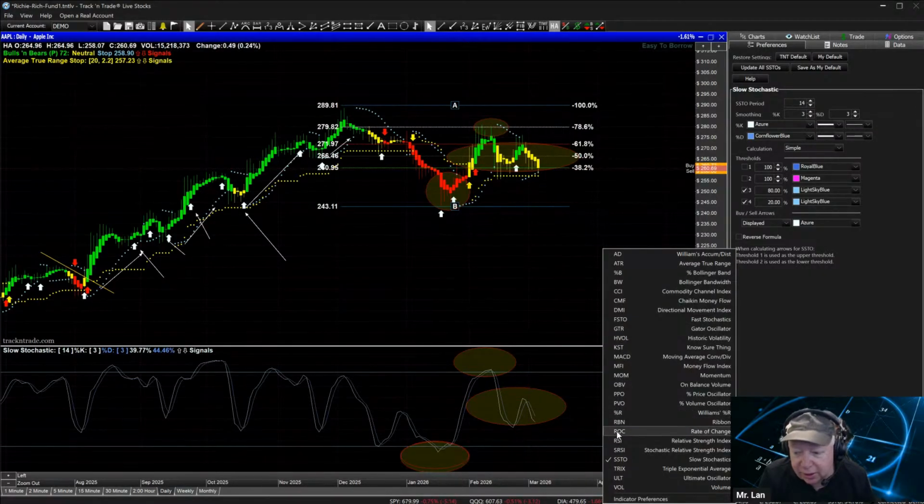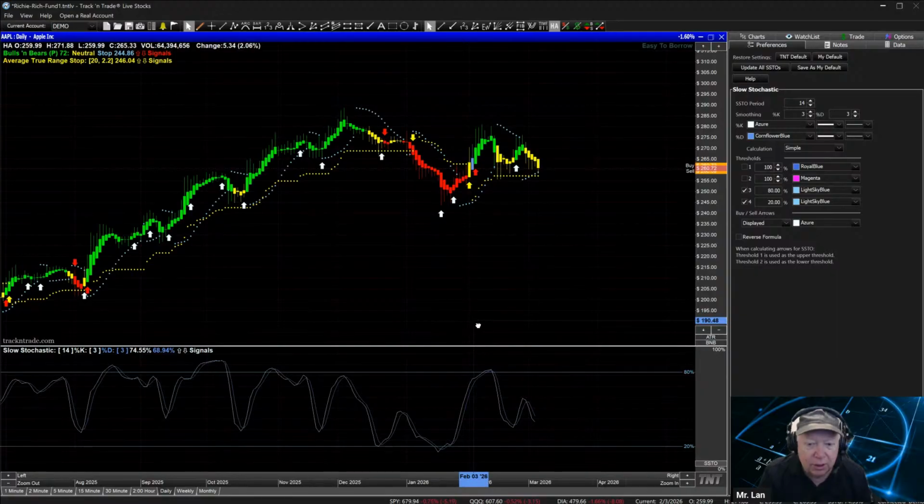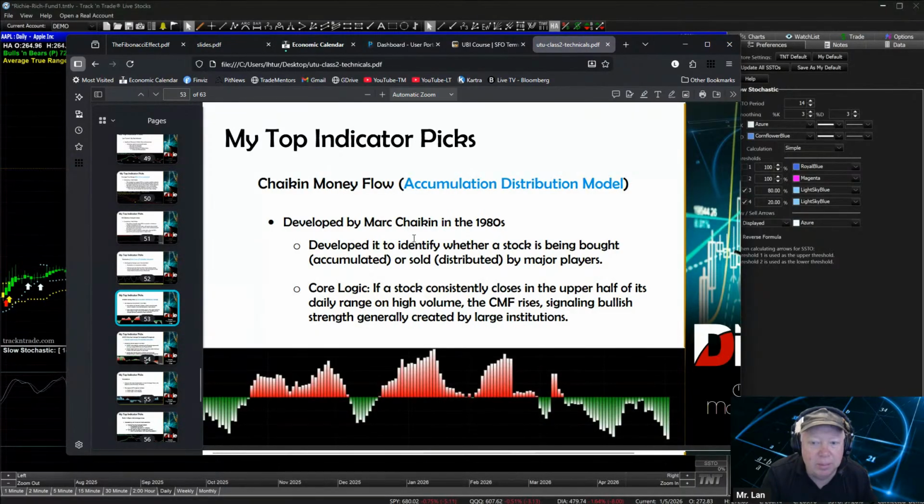All right, let's get rid of all of the drawings. Delete all drawings. Let's go to the next one. So now we're going to go to this one here. Okay, this is where we're going to talk about the MACD. This is called Chaikin Money Flow, accumulation distribution model.